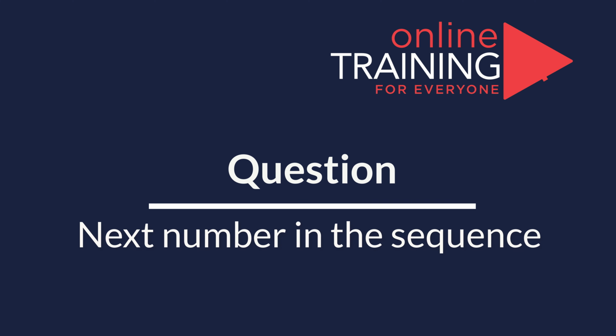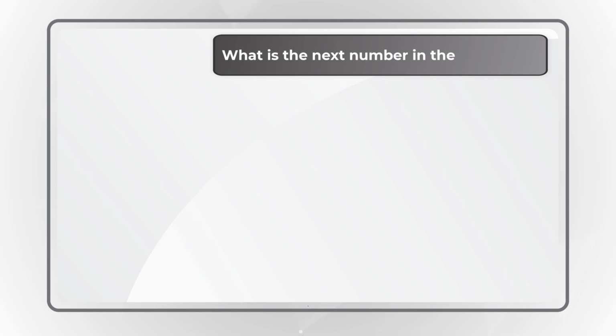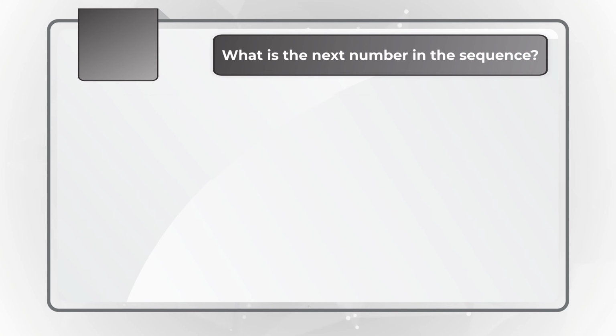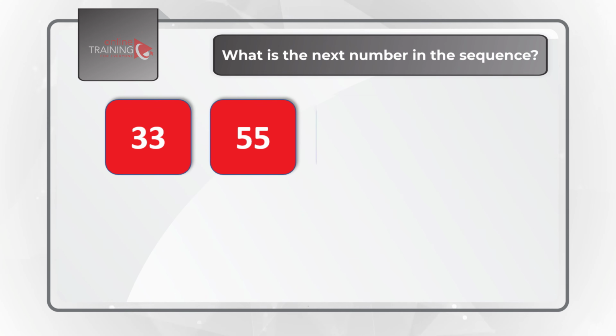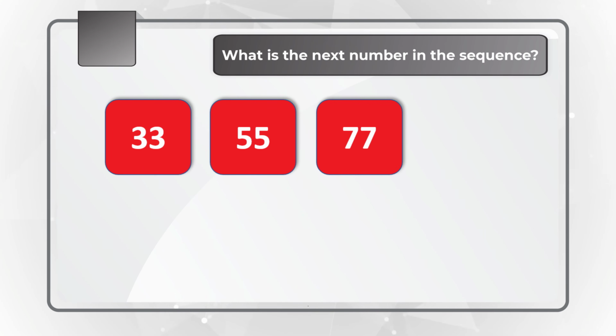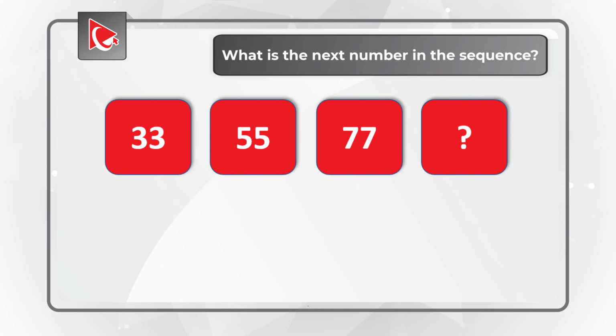Would you like to try your own skills now to see how well you can solve the challenge? This is your opportunity to find the next number in the sequence. You're presented with 3 different numbers, 33, 55, 77, and 1 number is missing. You have 4 different choices to select the solution.